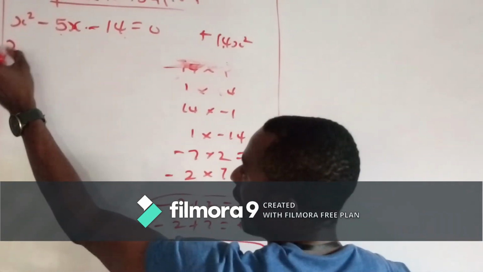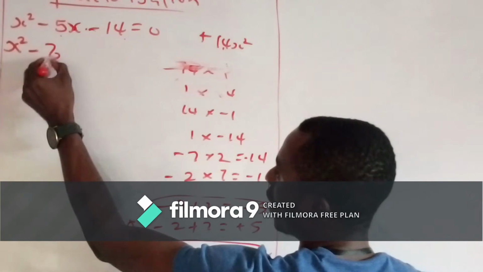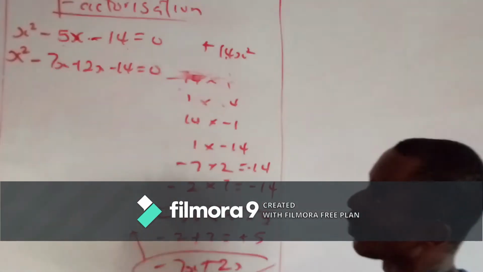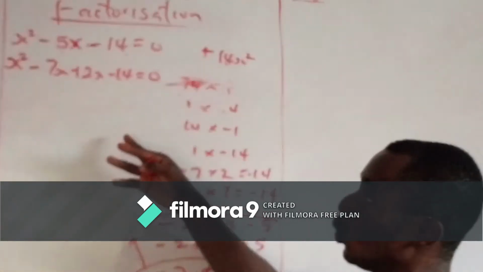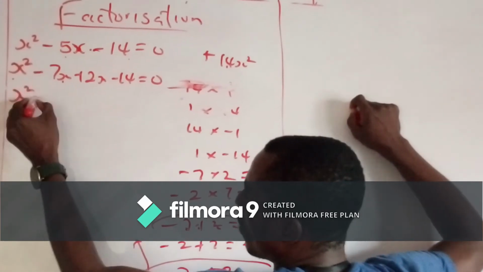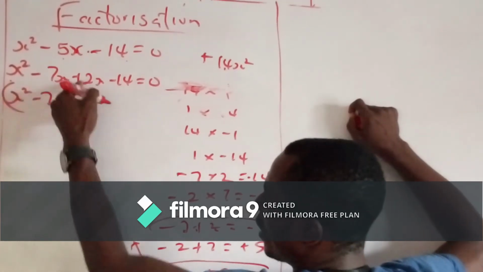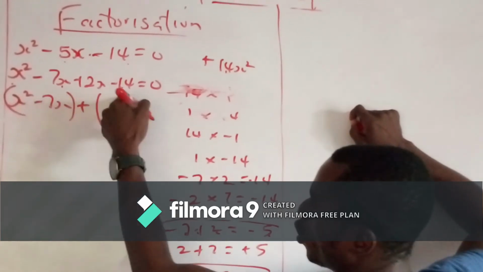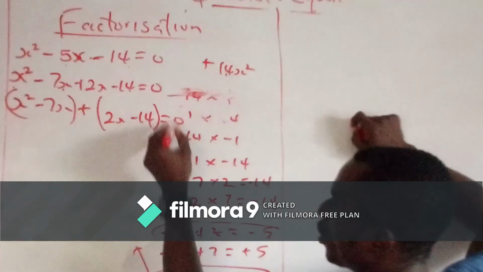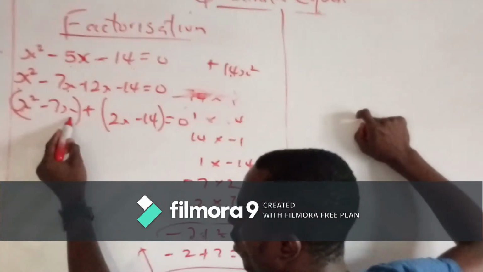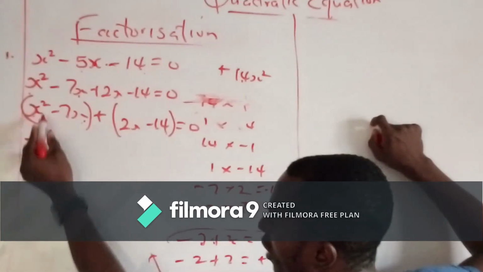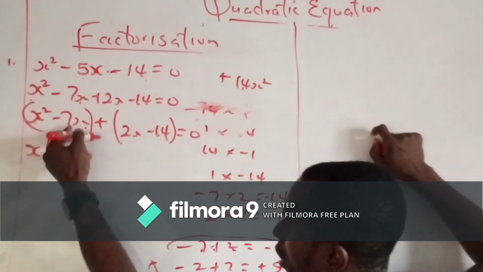So this becomes x squared minus 7x plus 2x minus 14 equals 0. Now you take them 2 by 2. Take these two together, you have x squared minus 7x in brackets. Then bring the sign out, take these two together, 2x minus 14, bracket it, equals 0. What's common between these two? x is common, bring the x out. When you do that, we are left with x minus 7.